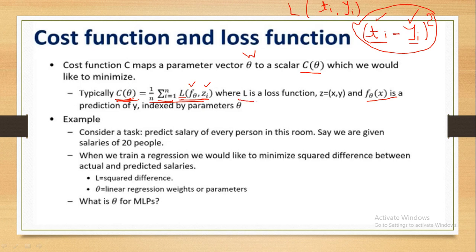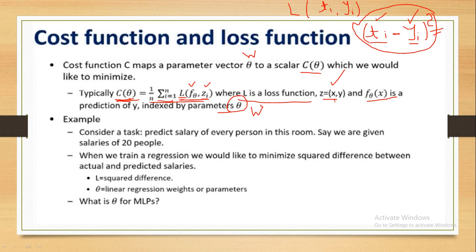Now, in this formula L is the loss function. In my perceptron algorithm, I used a square loss function. You can use either loss function, that's your choice. Now, Z of xi, sorry, Z of x comma y, and f theta of x is nothing but the prediction of y indexed by parameters theta. What is that parameter theta? That's nothing but the weight vector. So this is the actual value, Z of x comma y.